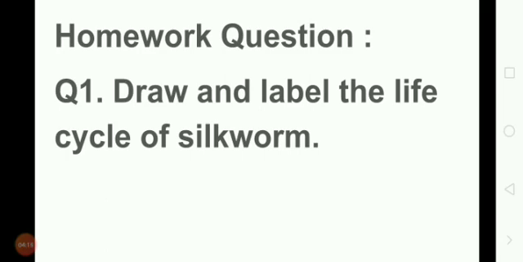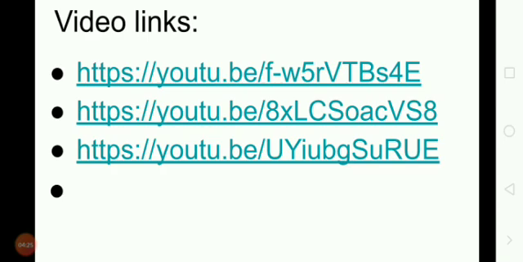Now there is a homework question. You have to draw and label the life cycle of the silkworm. You can take help from your textbook, page number 75. There are also some video links for you to go through. In the first video link, you will get to know how silk is formed in China. Then you will see the life cycle of the silkworm in video form. And lastly, you will learn how silk threads are converted into silk cloth.